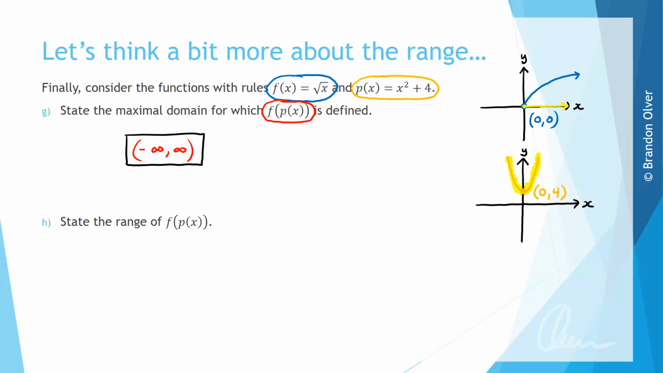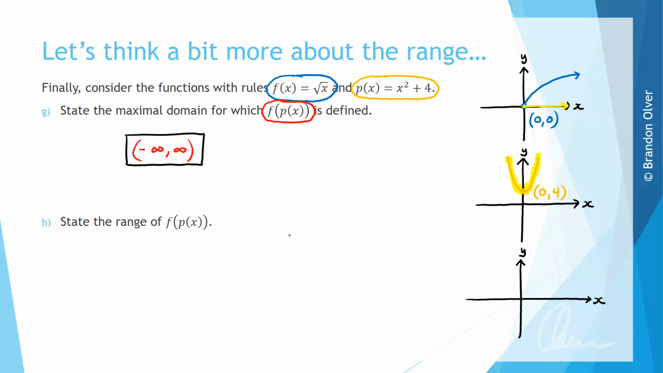And now we need to state the range of the composite function f of p of x. So we're going to do a little sketch of this function below. So we're going to have y and x. And now the smallest y value that comes out of p of x is 4. And when we put 4 into f of x, the square root of 4 is 2.